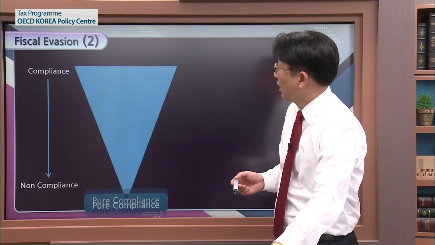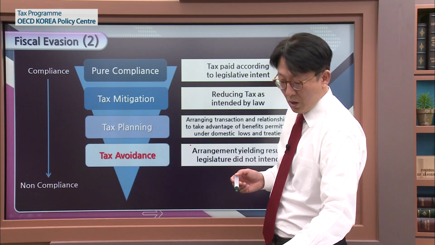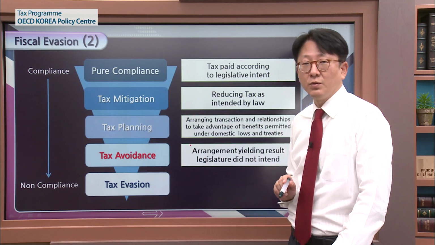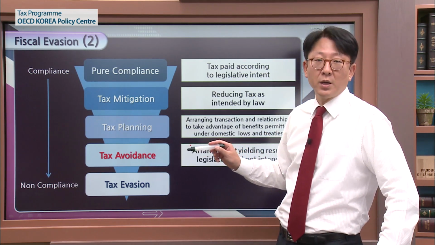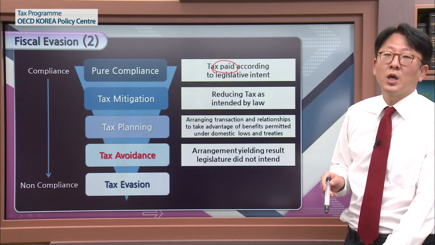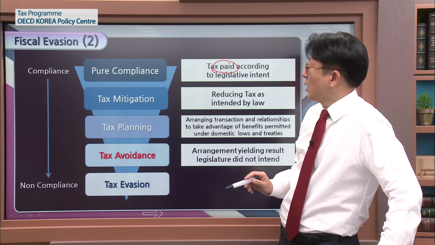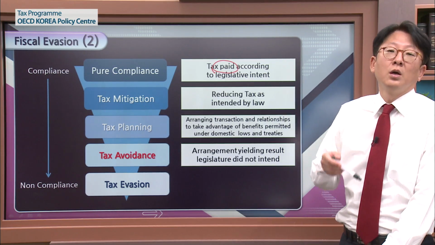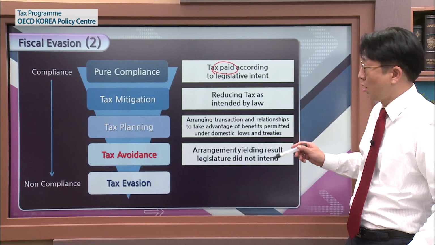So there are levels of compliance. According to the compliance, there are 5 levels of definitions from pure compliance to tax evasion. First, pure compliance is that the taxpayer pays their tax according to the legislative intent. So they pay what their tax law intends. That is pure compliance. Tax mitigation is that the taxpayer is trying to reduce their taxes in a way intended by the tax law.